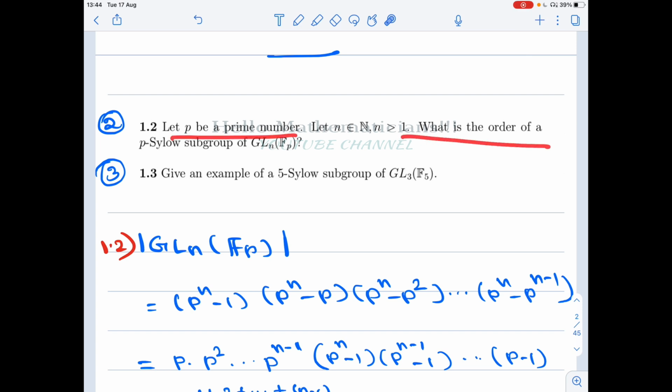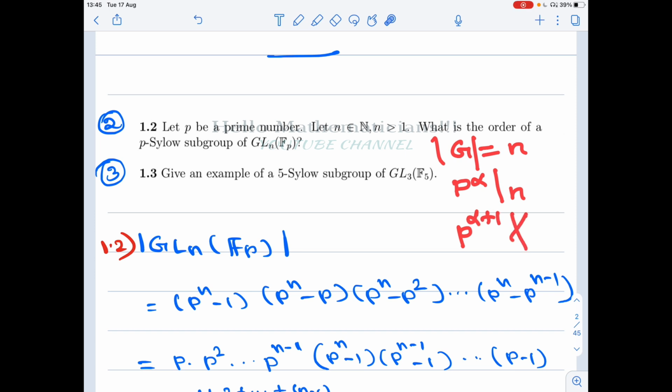Let p be a prime number. What is the order of a p-Sylow subgroup of GL_n(F_p)? Note that if the order of G equals n, and p is a prime divisor of n, if p power alpha divides n and p power alpha plus 1 doesn't divide n, then G has a subgroup of order p power alpha. This subgroup of order p power alpha is called the Sylow subgroup.